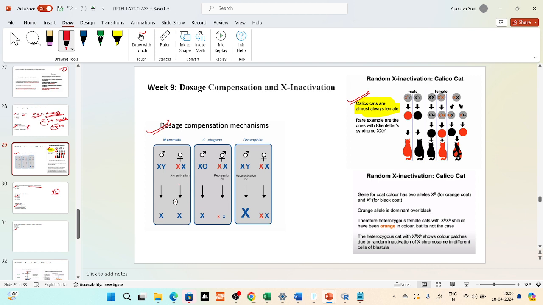So what happens? There is random inactivation of X chromosome in different cells of blastula. In blastula, it is not that the same cells are getting inactivated. It is random. So some cells are getting inactivated, some are not. Therefore, you get this mosaic kind of pattern.